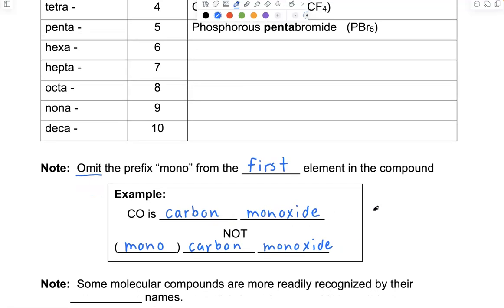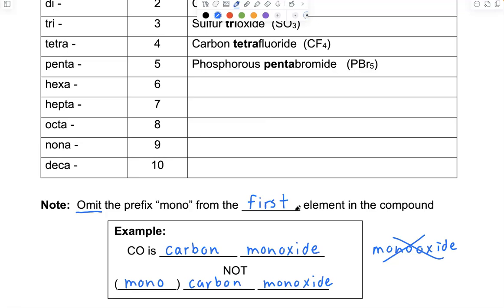You'll also notice that we don't write it as monooxide, because when you put these two O's together, it's going to make that oo sound, which is just incorrect. So with oxygen, you're going to notice through practice, okay, that we sort of just omit that O. So in this case, it's your carbon monoxide.